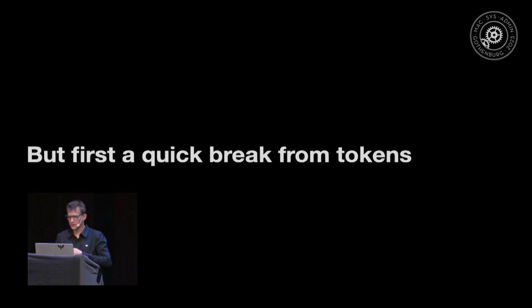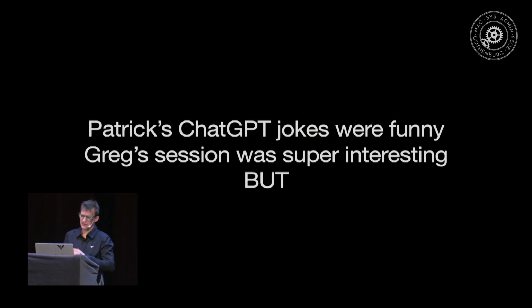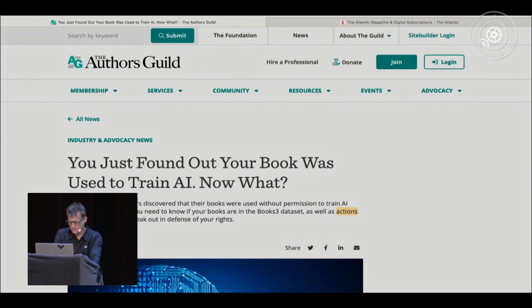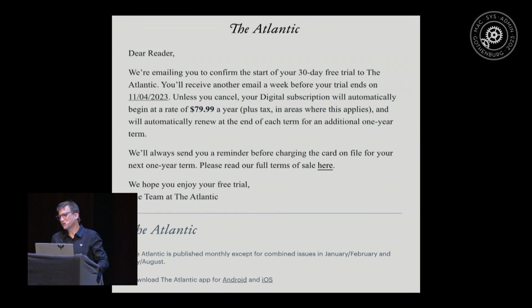I think we need a quick break from tokens. Patrick, your ChatGPT jokes were really funny about multiple people having written macOS Support Essentials. Greg's session was super interesting. But my wife, Heather, who is a librarian, sent me this article a couple days ago. You just found out your book was used to train AI. Now what? And it's got a link to a series of articles in The Atlantic, including a database that you can search.